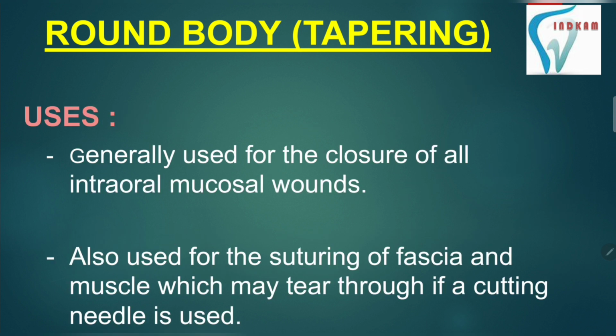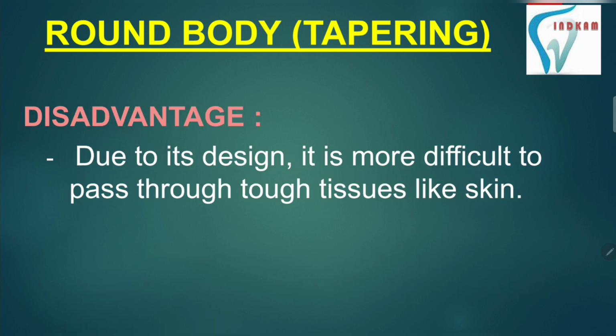Uses: the round bodied or tapering needle is generally used for closure of all types of intraoral mucosal wounds, and it is also used for suturing of fascia and muscles which may tear through if a cutting needle is used. There is also one disadvantage of round bodied needle. What is it? It is the design. Because of its design, it is more difficult to pass through tough tissues like skin.